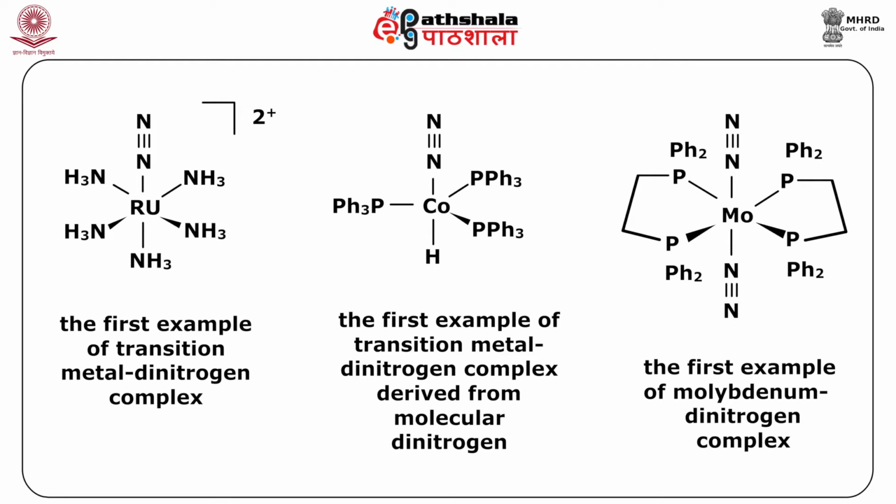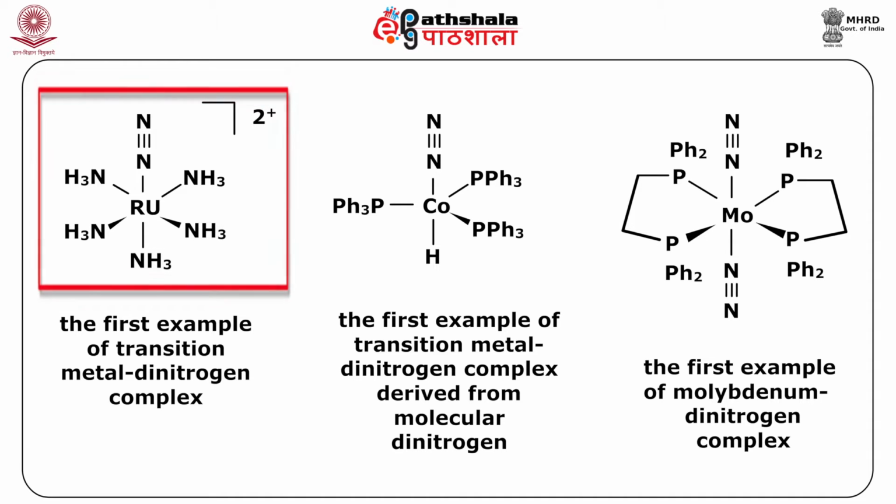The first example of a dinitrogen complex, pentaammine dinitrogen ruthenium dication, was separated from the reaction of ruthenium trichloride with hydrazine in aqueous solution in the presence of different anions, while the complex tris-triphenylphosphine dinitrogen cobalt was prepared directly from dinitrogen gas. Here we can see three most important dinitrogen complexes. The first one is the first example of a transition metal based dinitrogen complex, which was synthesized in a lab.